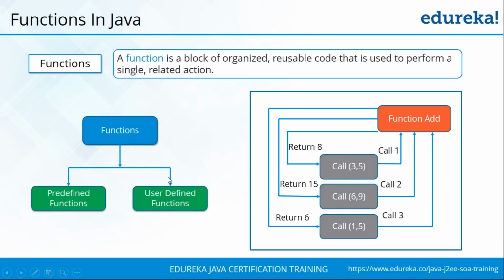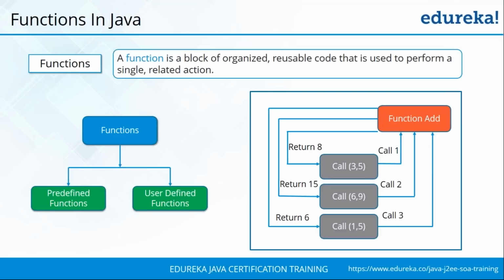Okay, so there are basically two types of functions that we'll be talking about in Java. There are predefined functions and user-defined functions. Predefined functions are basic functions that are already provided to you by Java itself. Apart from that, let's say you want to perform certain operations, then you're going to write a specific function for that. And that exactly is what you call a user-defined function.